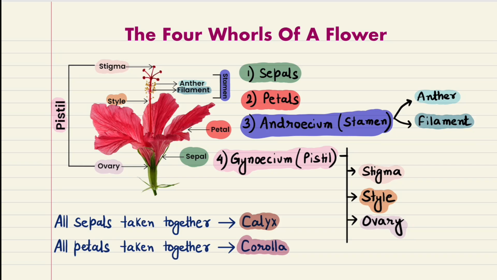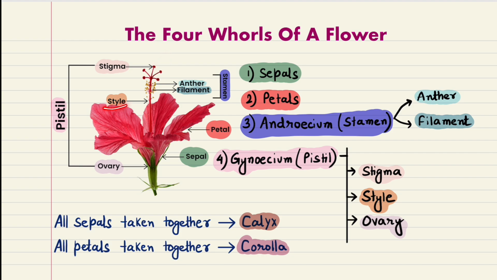Moving ahead to the fourth whorl of a flower, which is gynoecium, also called pistil. This part comprises three structures, namely stigma, style, and ovary. Stigma is the topmost portion of the flower where the pollen grains are supposed to land.